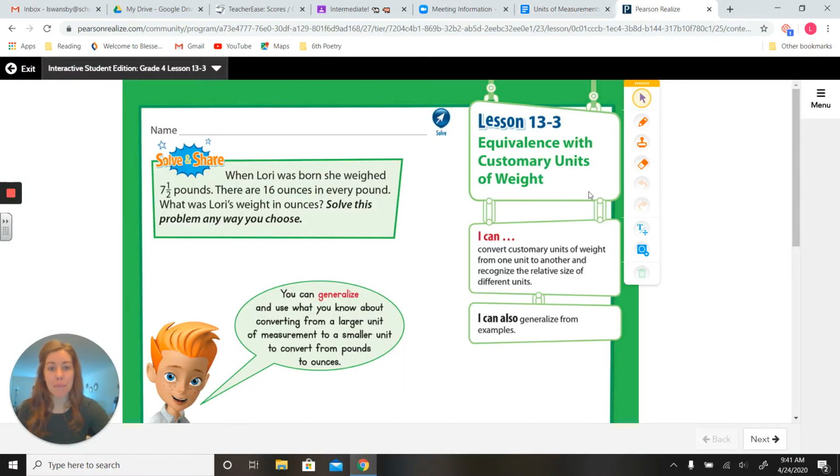Okay. Page 691, your I can statement states, I can convert customary units of weight from one unit to another and recognize the relative size of different units. So your keyword, units of weight. And your solve and share looks like this. When Lori was born, she weighed 7.5 pounds. There are 16 ounces in every pound. What was Lori's weight in ounces?